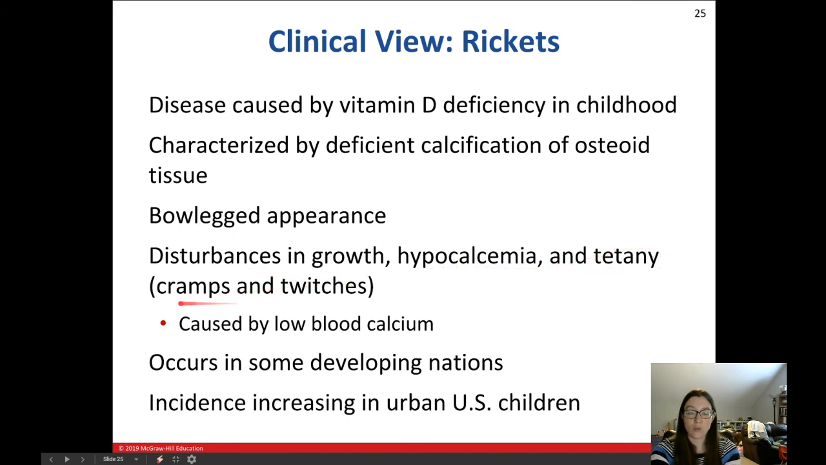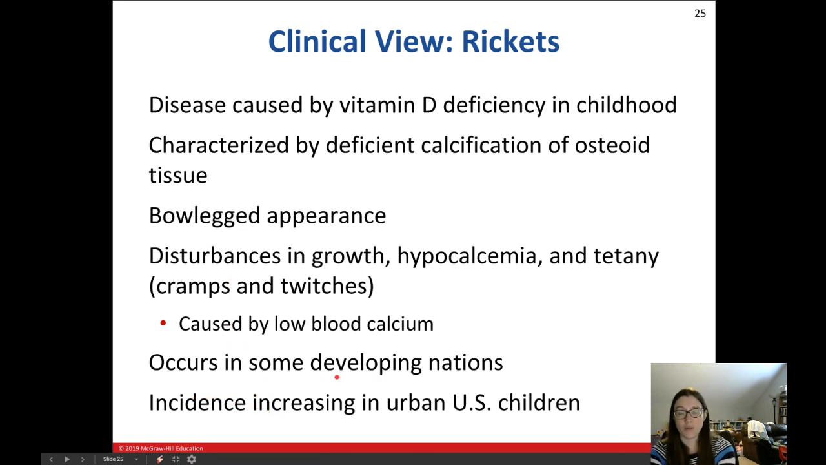Tetany, which is cramps and twitches because calcium is really important for muscle contraction, and disturbances in growth because we need calcium in order to properly calcify the osteoid and properly make those bones calcify. They can have a bow-legged appearance because the legs might not be as calcified and strong, and so they become a little bit more bendable.